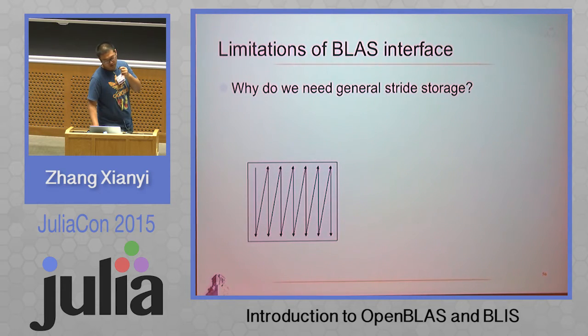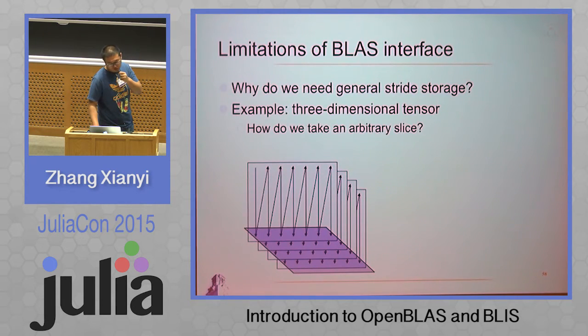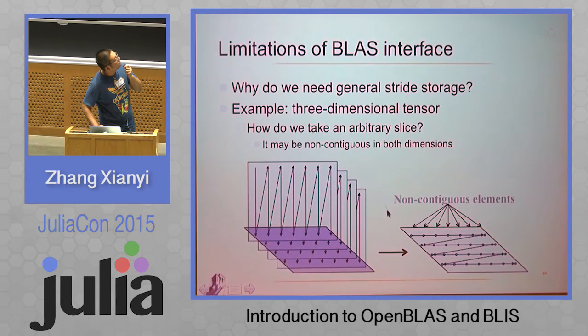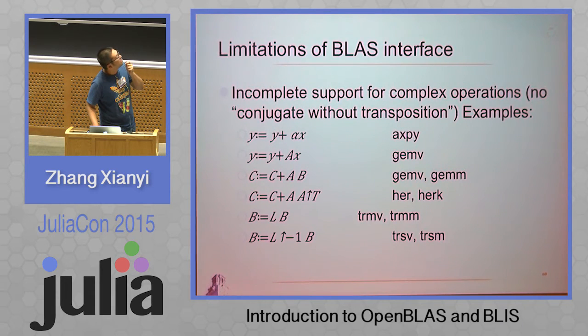And why do we need general stride storage? Consider a three-dimensional tensor. How do we take an arbitrary slice? For example, this one. And it may be non-contiguous in both dimensions. And another limitation is the incomplete support for complex operations.